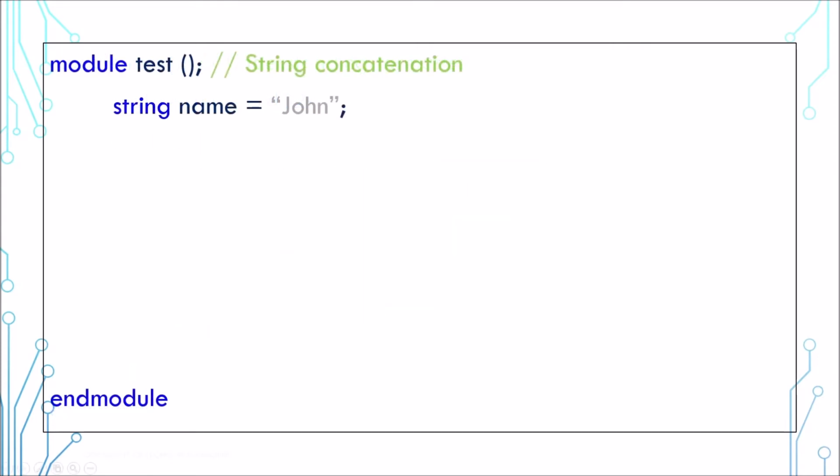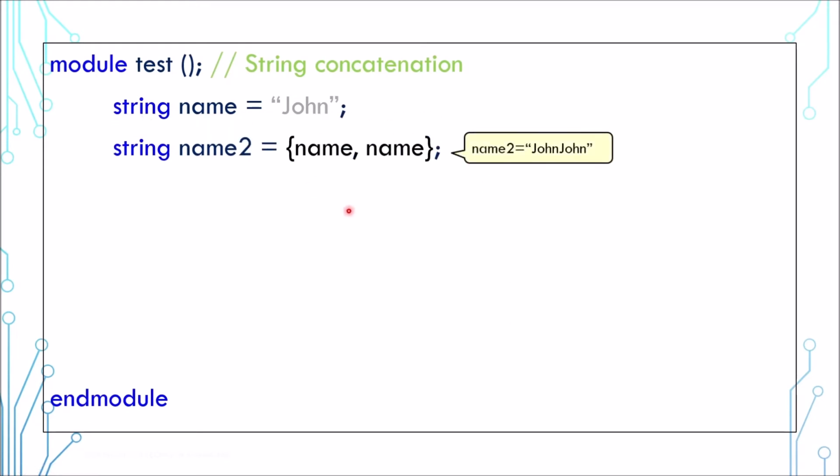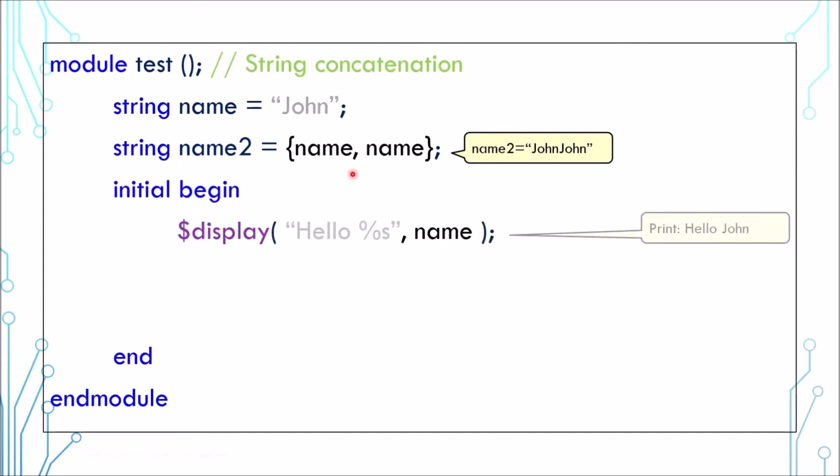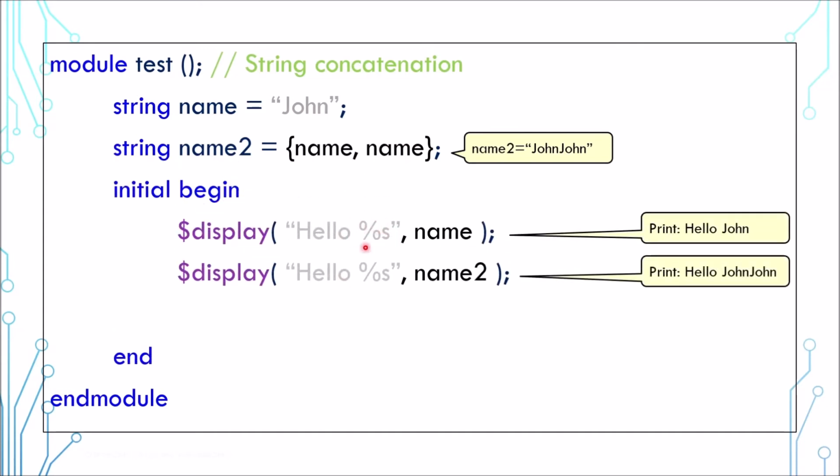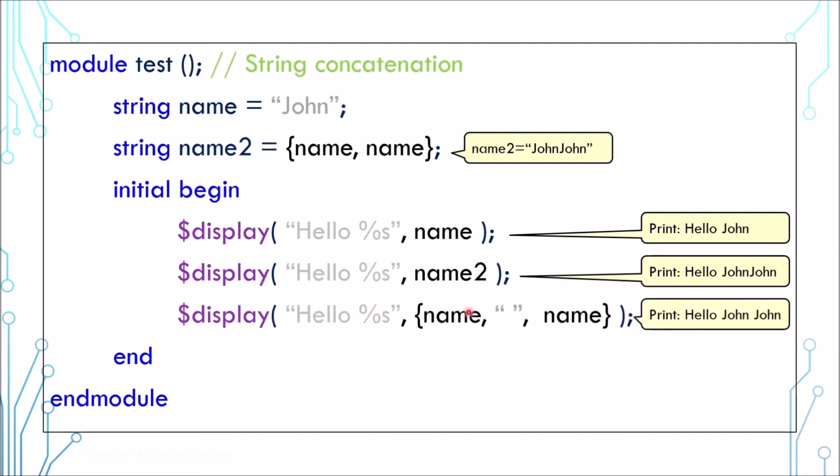There are a few operations you can perform on string values. One of them is concatenation. You can use curly braces to combine 2 strings together. Here, name2 is John. There's also a formatter for string value, which is %s. This allows you to play around with the messages you want to display. For example, you can use curly braces inside the display function. Here, it will print hello John space John.